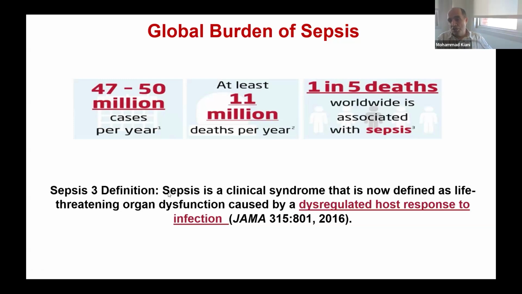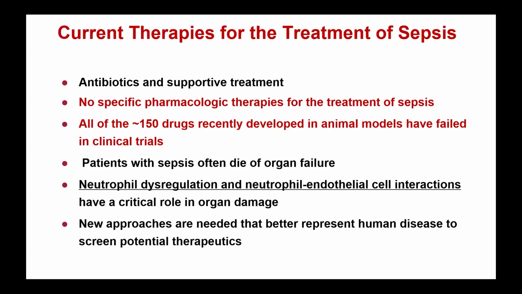But the Sepsis-3 definition, which is the accepted consensus definition now, is that sepsis is a clinical syndrome defined as a life-threatening organ dysfunction, caused by a dysregulated host response to infection, essentially an overreaction to the infection. So what is the current state of treatment for sepsis? Mostly antibiotics and supportive treatment. There is no specific pharmacological treatment for sepsis. There have been something like 150 drugs developed in the past 15, 20 years in animal models, and all of them have failed in clinical trials. So none of the drugs that worked in animal models have succeeded in clinical trials.